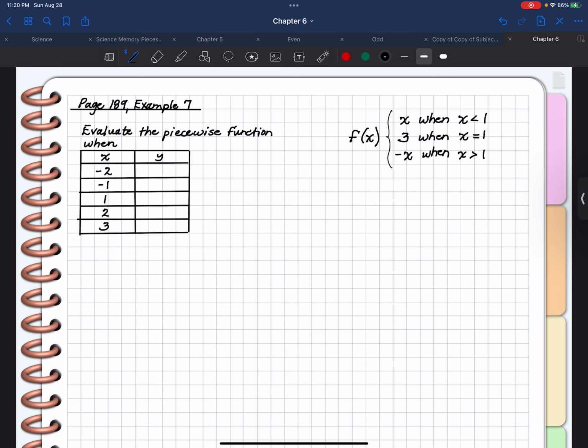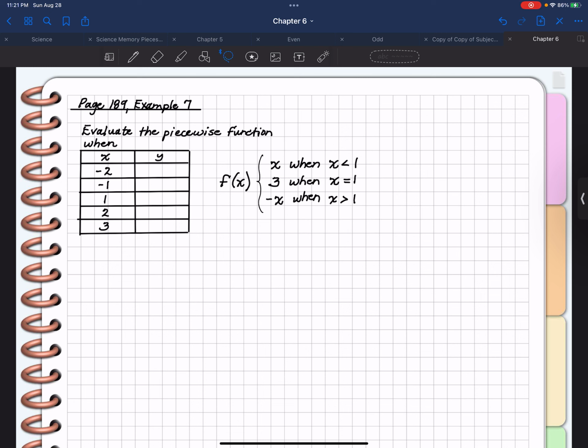The example on page 189 says to evaluate the piecewise function when x is -2, -1, 1, 2, and 3. Okay, so they want us to evaluate the functions based on the value of x. So here's the piecewise function. Let me bring this whole thing down here. This is the function, f of x, and it has 3 pieces.